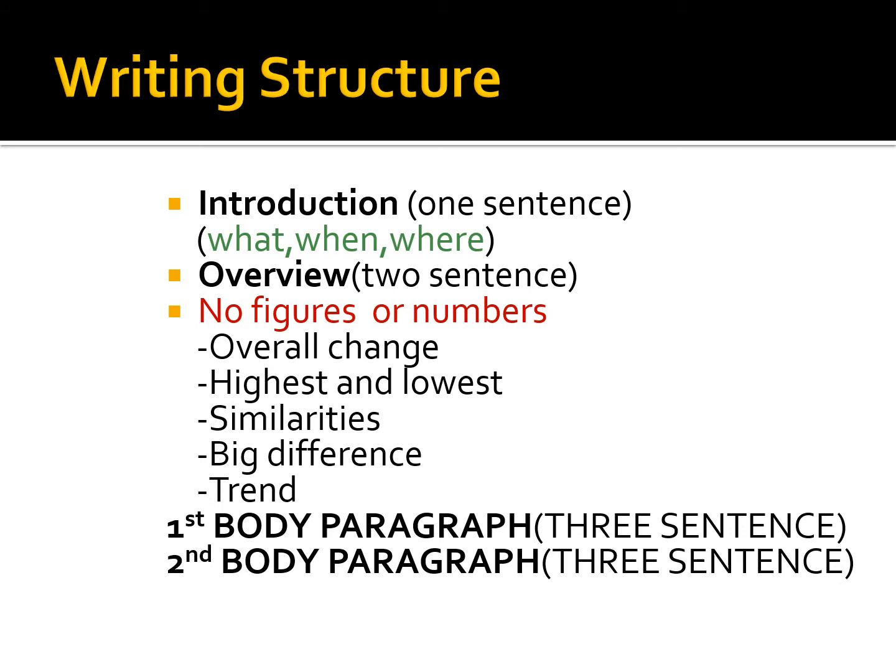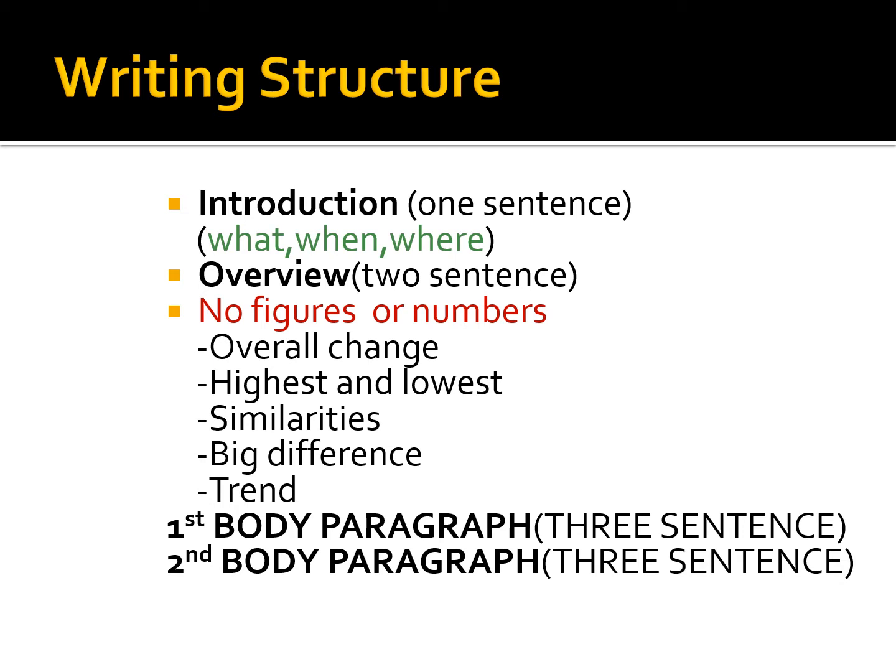Let's talk about our task 1 structure now. For the introduction, we need to write at least one sentence. You need to include what, when, and where. If we talk about the overview, you need to write at least 2 sentences. Sorry, I forgot to add this S. And in this overview, you need not mention any figures or numbers. So what can we mention? We can mention overall change, highest and lowest, similarities, big differences, and even trends.